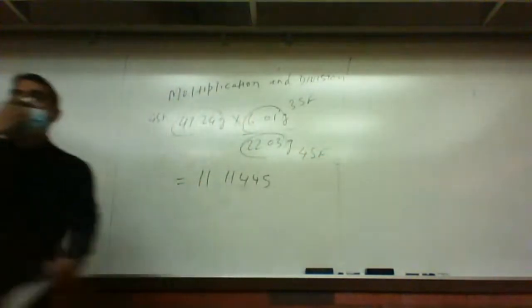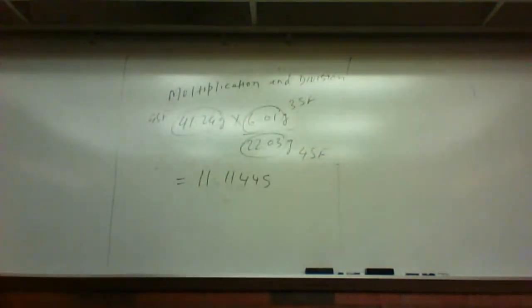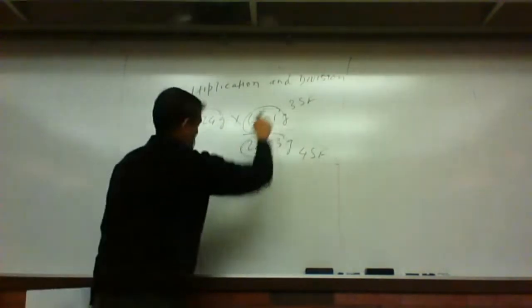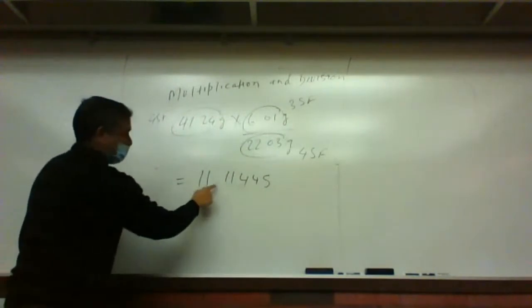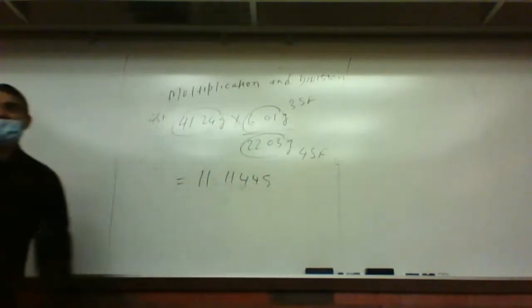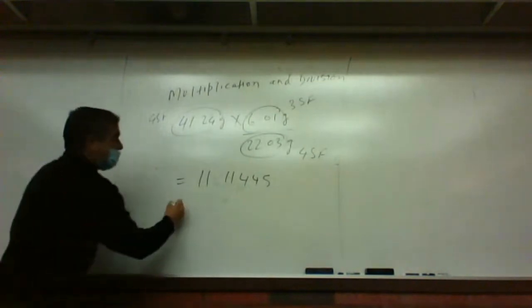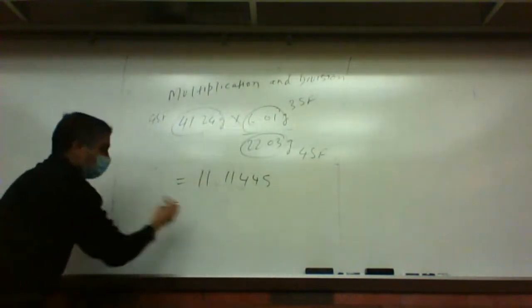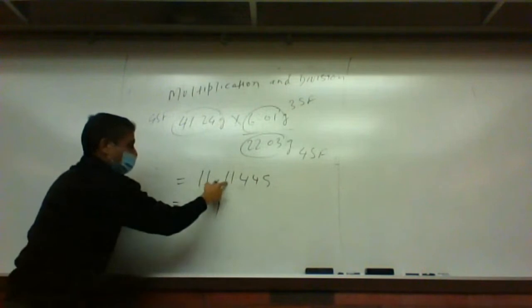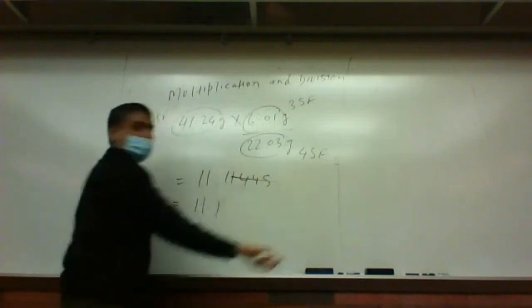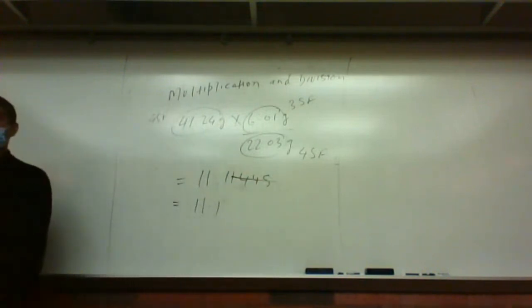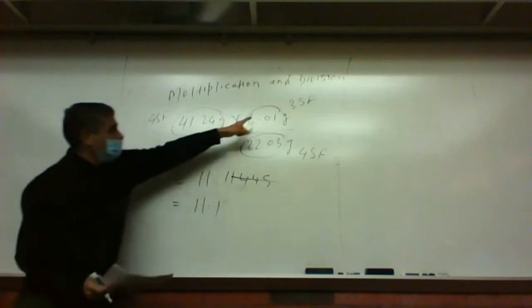So my answer should look like the number with the least number of significant figures. So in addition and subtraction, the least number of decimal places. In multiplication and division, the least number of significant figures. So how many significant figures here? 1, 2, 3. So my answer, how many significant here? 1, 2, 3, 4, 5, 6. This cannot be like this, yeah? So my answer should look like this number, 3 significant figures. So 11.1. I just use this. I don't use those digits there. Make sense?